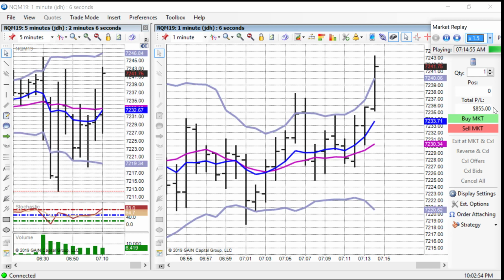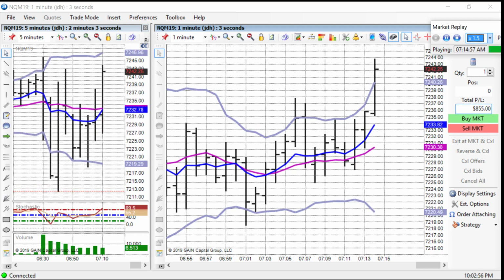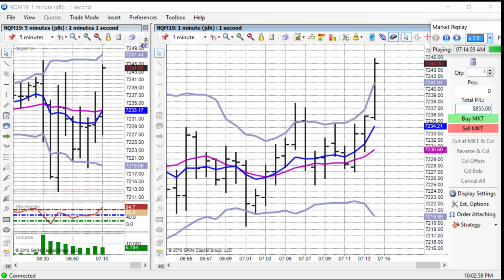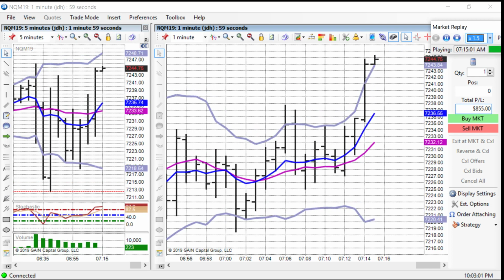Right now we're at 855. In actual trading, it might be a little bit less because of commissions, but not much. So that's pretty close to what we'd actually be doing.